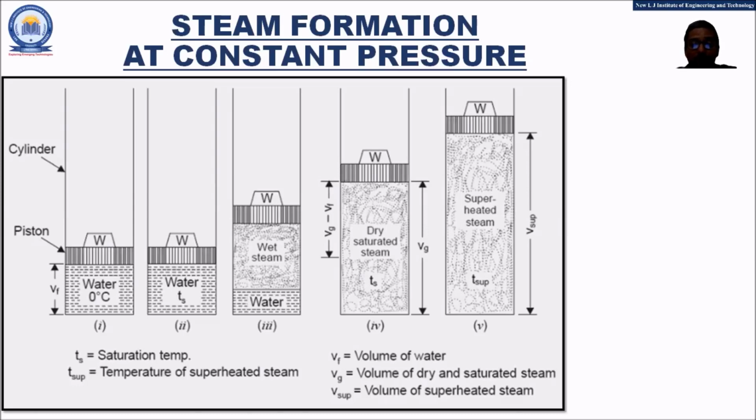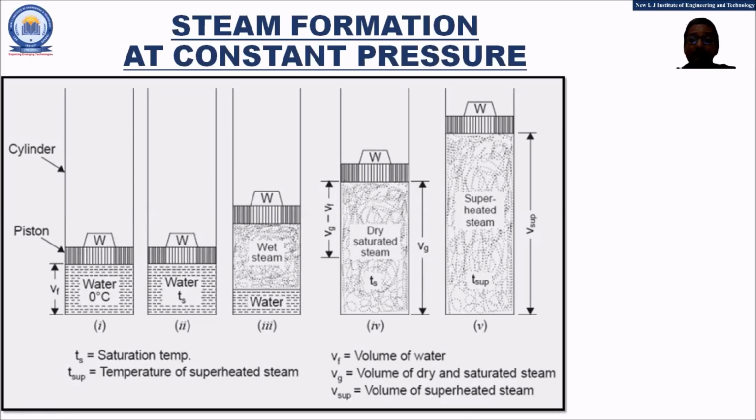And friends, we are observing in this third image that when steam is produced from the water, the production of steam results in the movement of the piston in the vertical direction, and thus now the weight W is lifted in the upward direction. So the first and the simplest type of steam which is produced from the water is the wet steam.